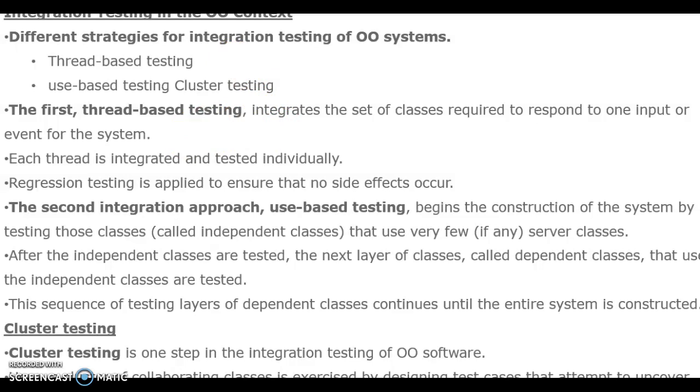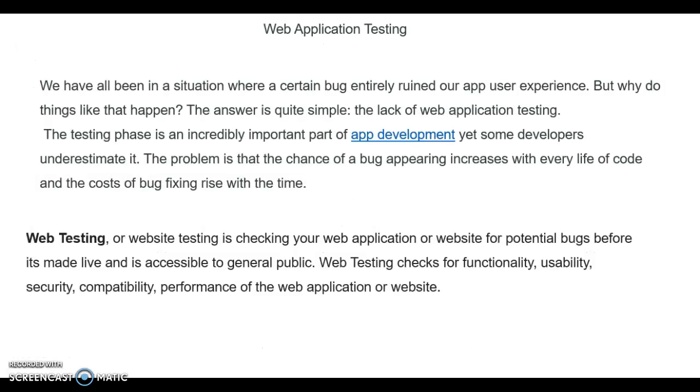In integration testing, there are three types: first of all, thread-based integration, use-based, and cluster-based. These are the three different types of integration testing in the object-oriented concept. First of all, we are saying the thread.